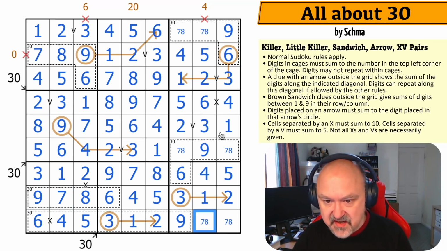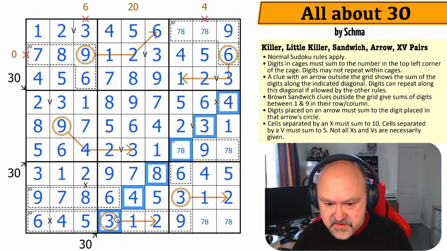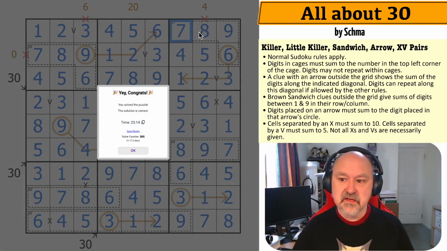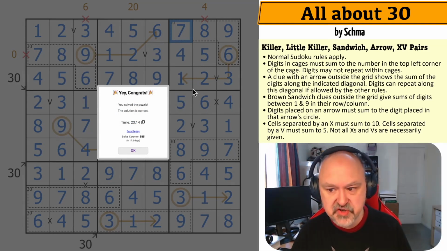Now I've got these 7, 8 deadly patterns, but I've got this 30 clue to resolve it. So this is 7, 15, 18, 20... No, wait. 7, 15, 18, 22. In order to get to 30, that has to be the 8. So that's the 7, which makes that 8, that 7, which looks up making that 8 and that 7. And that's the correct solution to All About 30 by Schma.